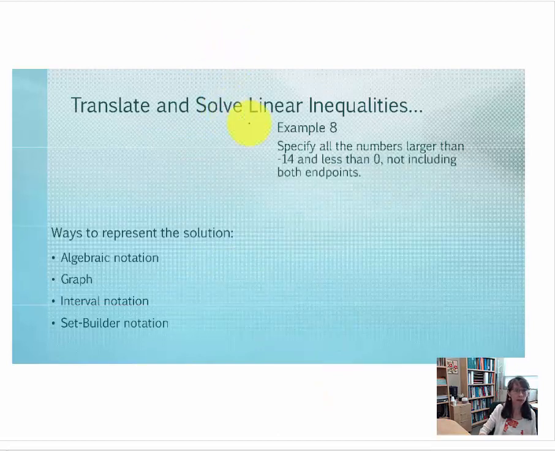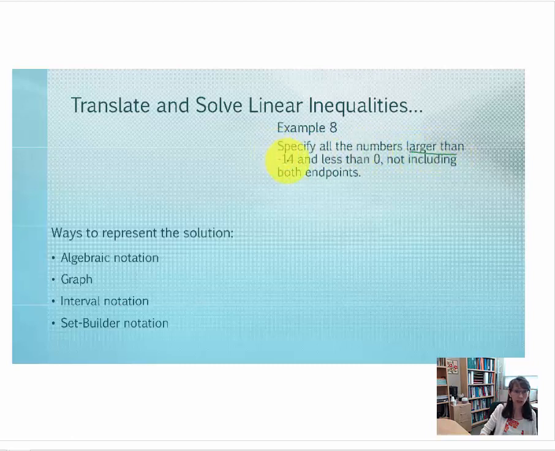And our final example here, we have to specify all the numbers larger than negative 14 and less than 0. So larger than negative 14, x is larger than negative 14. We have less than 0, so we're looking for numbers less than 0. Let's put these in order. We've got negative 14 for the smallest value, 0 for the larger value. x appears between. So x is less than 0, we already have that ready to go.